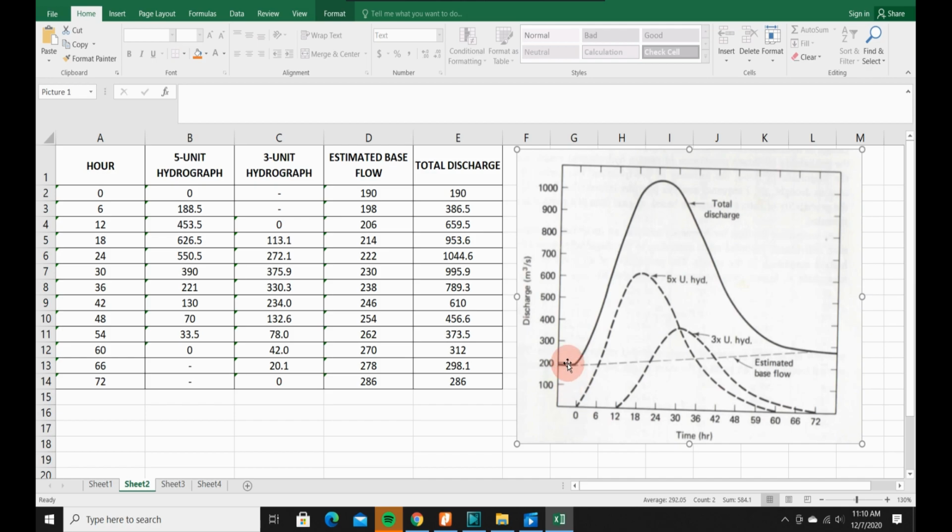And connecting a straight line from the point at which the rising limb begins to the recession side makes up the estimated base flow. So at this part again, this represents the volume of the direct surface runoff, and below the straight line is the groundwater runoff, or the base flow.